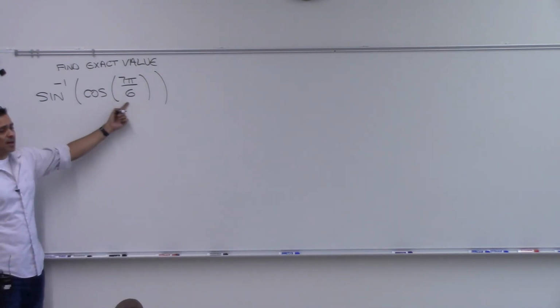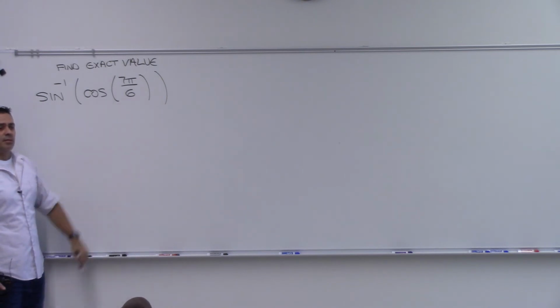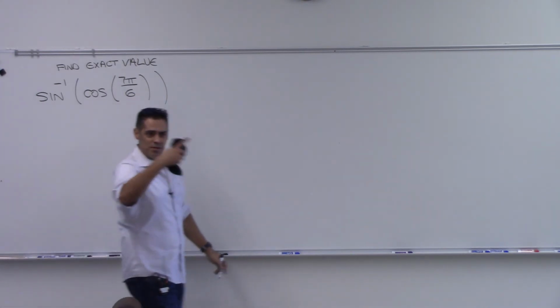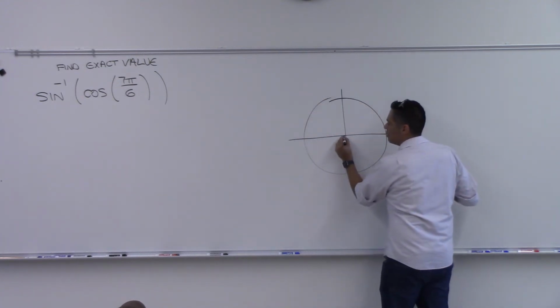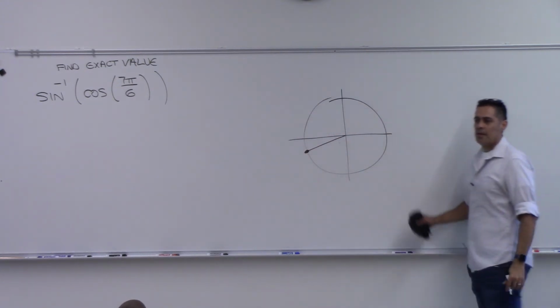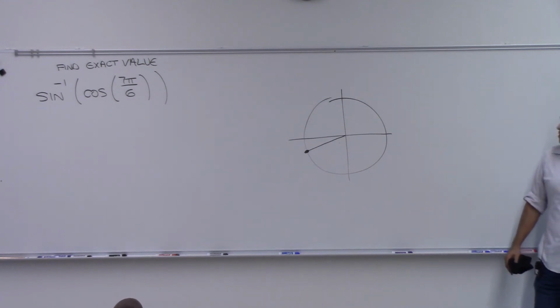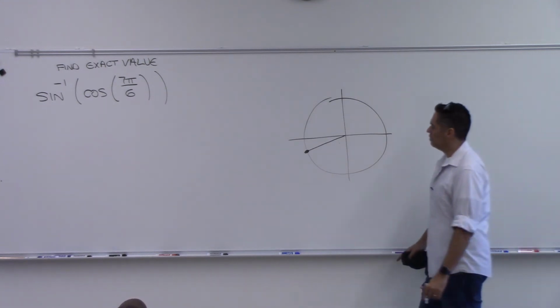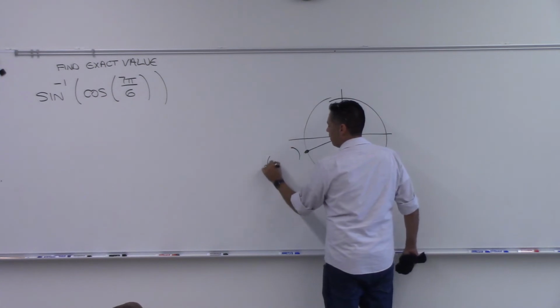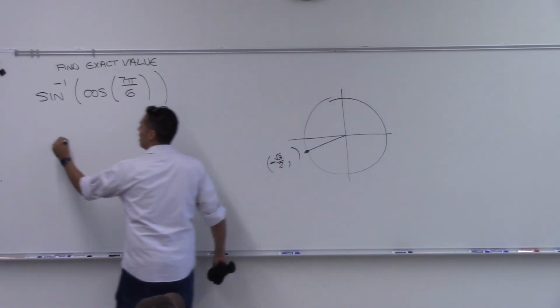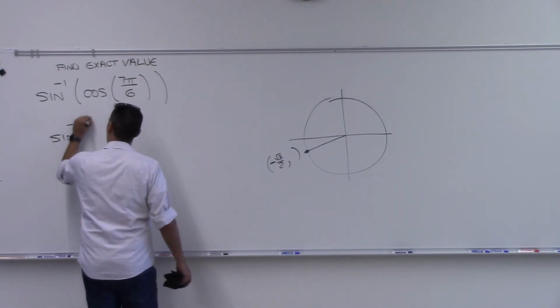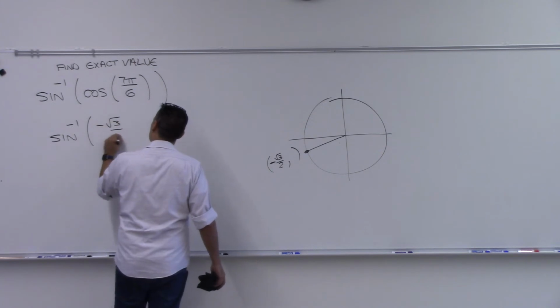Now, do you know what cosine of 7 pi over 6 is? Yeah, so you're going to the unit circle, right? 7 pi over 6 is right there, right? 7 pi over 6. What's cosine of that angle? Negative root 3 over 2, right? Right, that's the x-coordinate. So this is really just sine inverse of negative root 3 over 2. I got it?